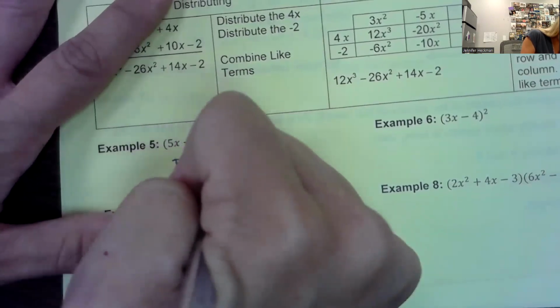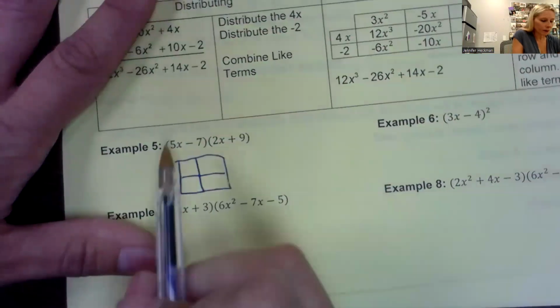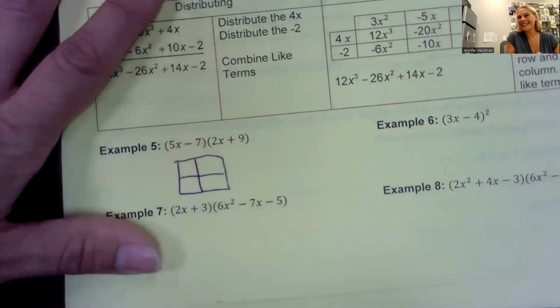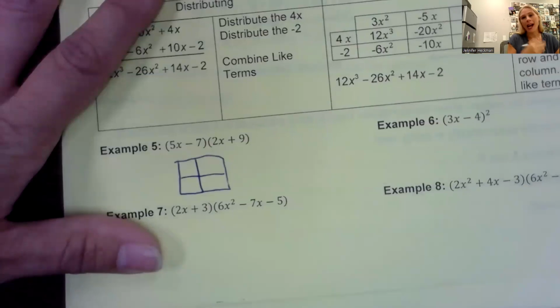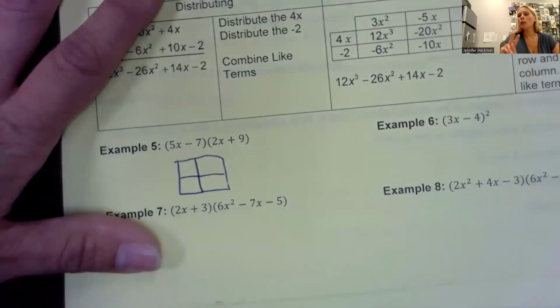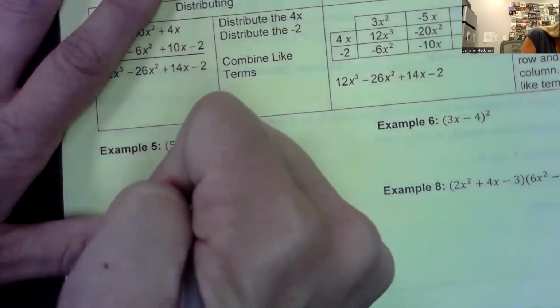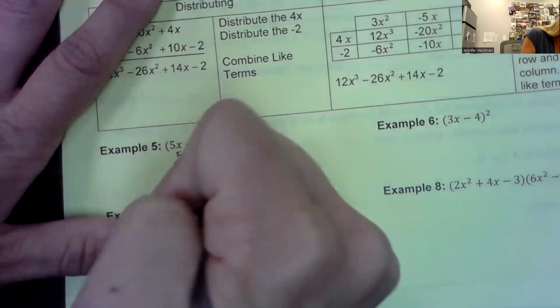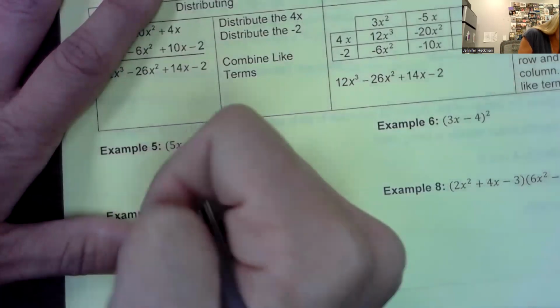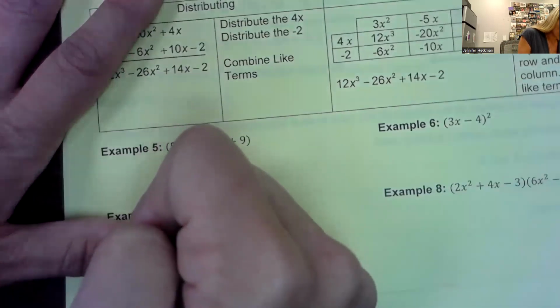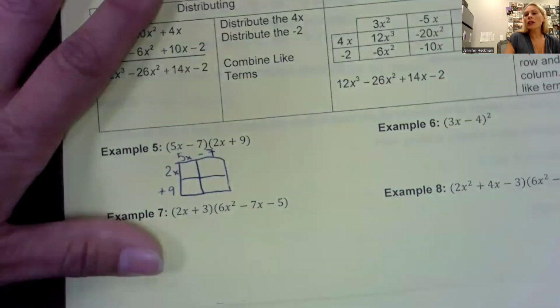Okay, and it doesn't matter which parentheses, I guess, is on the top or on the side. Either way works because remember, multiplication is commutative. You can switch it back and forth. So this would be 5x minus 7, and this is 2x plus 9. Okay, and then what we're going to do is multiply.